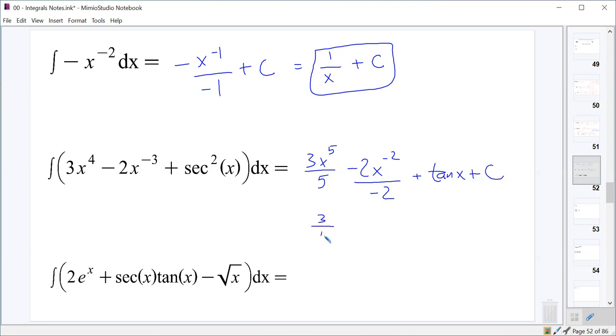So we've got 3/5 x to the 5th. And then the -2 cancel. That gives us plus x to the -2. Or plus 1 over x squared plus tangent x plus a constant.